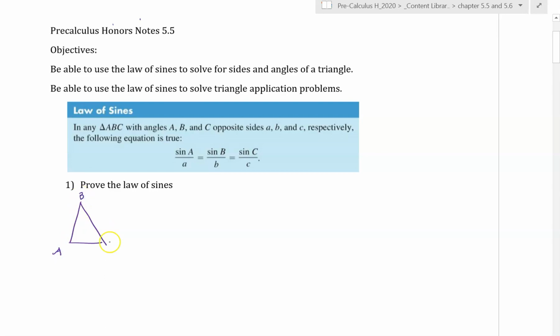And don't forget that when you have angle A, we use an uppercase letter, and the side opposite would be lowercase a. So opposite of angle C would be side C, and opposite angle B would be side B. So if we go ahead and drop an altitude, we're going to find the height. Let's call that height 1. So we know that the sine of A is H1 over C, if I'm looking at the right triangle that we created there. So H1 is C sine A.